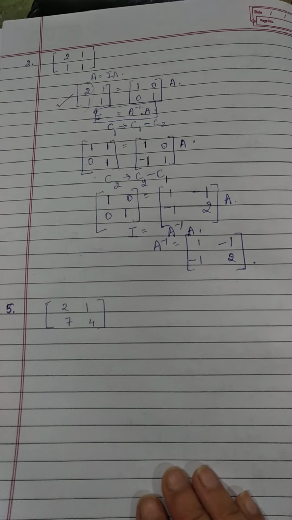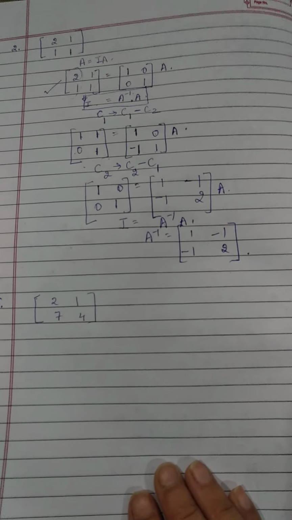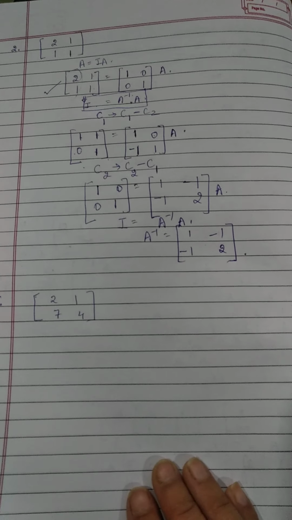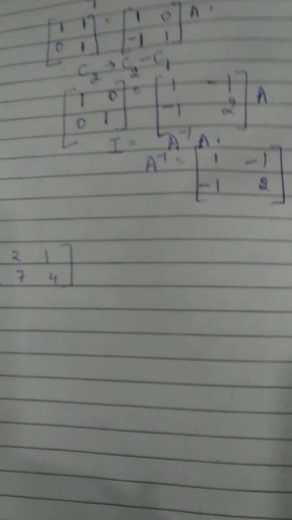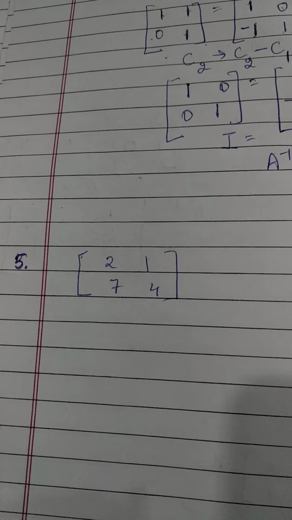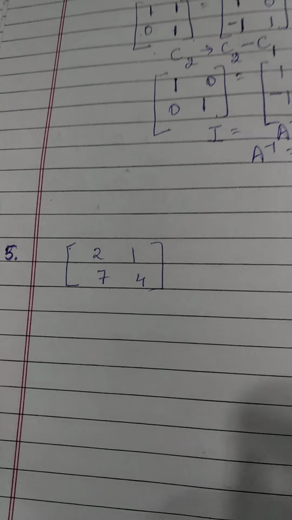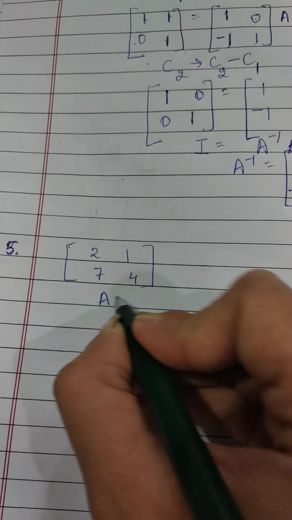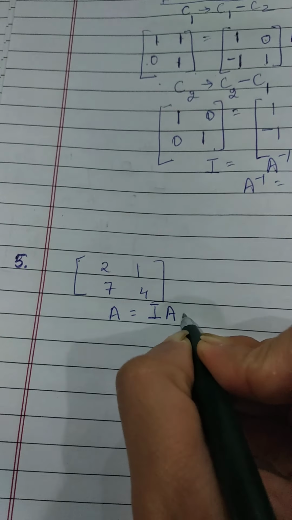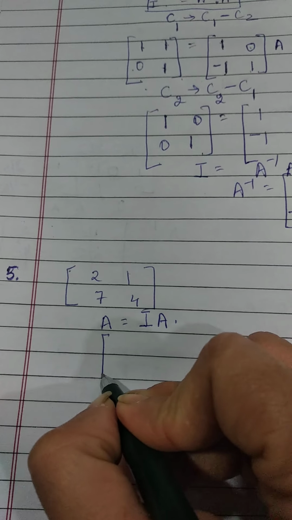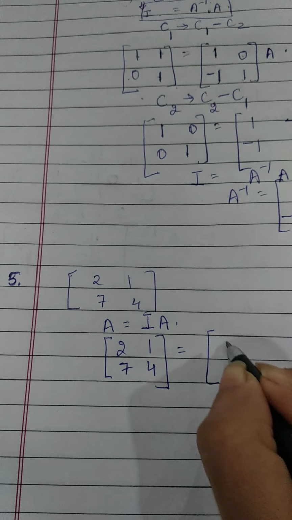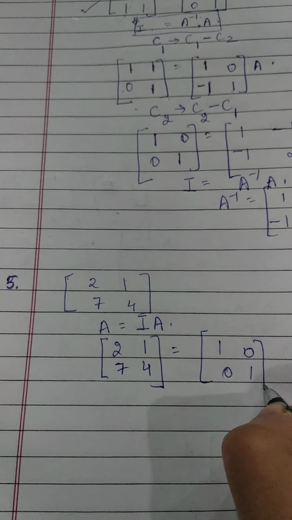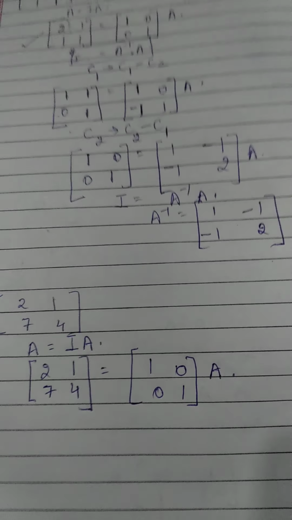You can go through this question step by step, just to understand the operations applied, just to understand the concepts applied, right? Next, we move on to question number 5. Remember, this is again a 2 by 2 matrix, and it is 2, 1, 7 and 4. We'll be starting with the very first step, that is A is equal to IA, right? So this is 2, 1, 7 and 4. This will be 1, 0, 0 and 1, and this is matrix A itself.